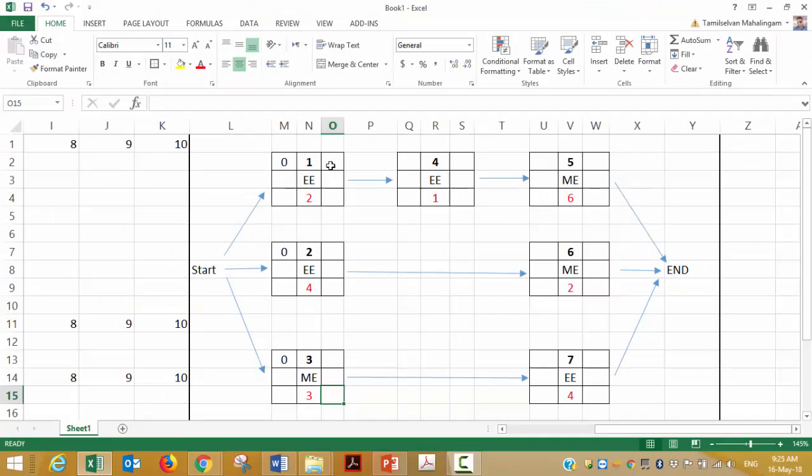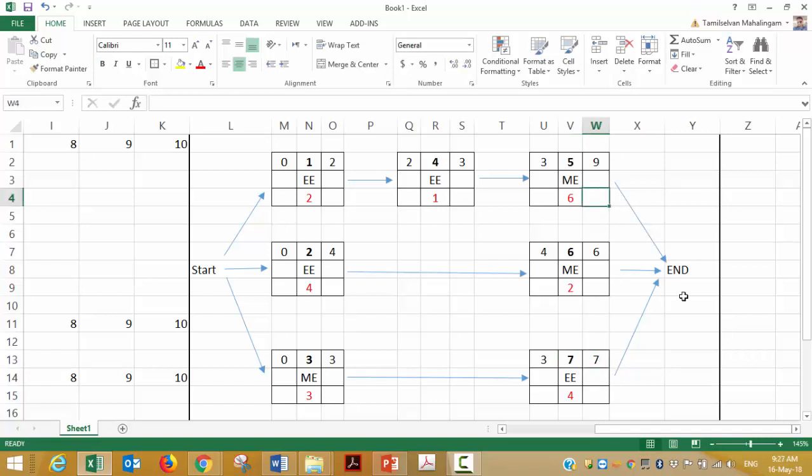Let me do the forward pass. So 0, it's a 2-day activity, so 2. Then it's a 1-day activity, so 3. It's a 6-day activity, so it's 9. Just addition, right? 0 plus 2 is 2, 2 plus 1 is 3, 3 plus 6 is 9. Similarly, 0 plus 4 is 4, 4 plus 2 would be 6. 0 plus 3, 3, then 3 plus 4 would be 7.